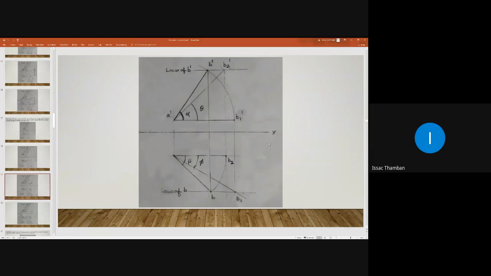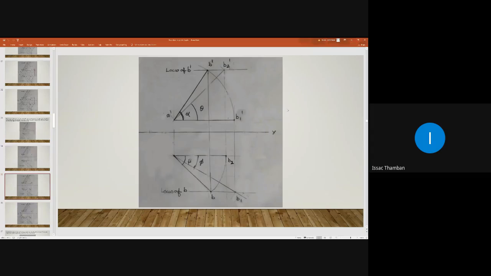Have you obtained B2 and B2 dash? Yes, sir. Okay. So here, what is the speciality of AB2? AB2 is parallel to VP and inclined to SP. So after marking B2 dash, we can connect A dash B2 dash by means of a straight line. So what is the speciality of line AB2? AB2 is parallel to VP and inclined to SP.